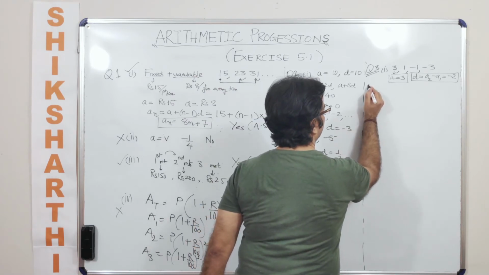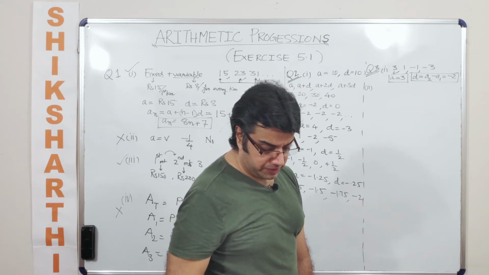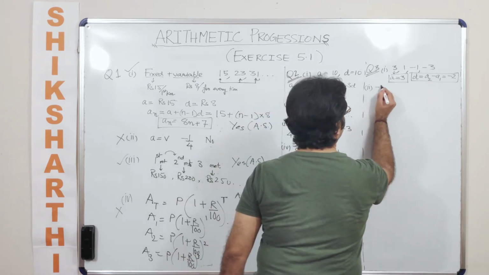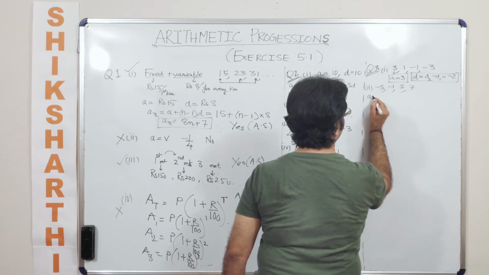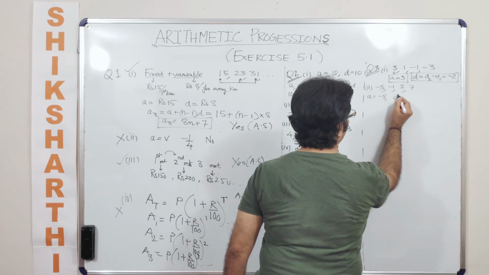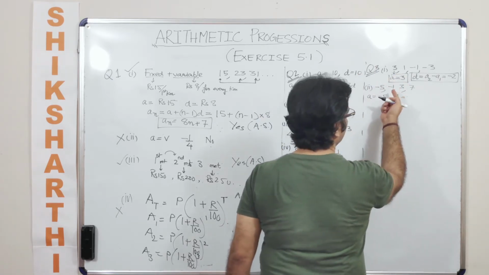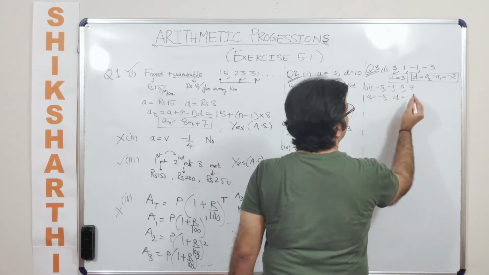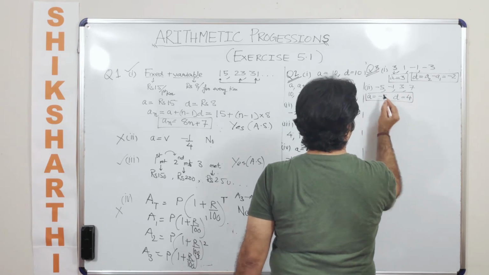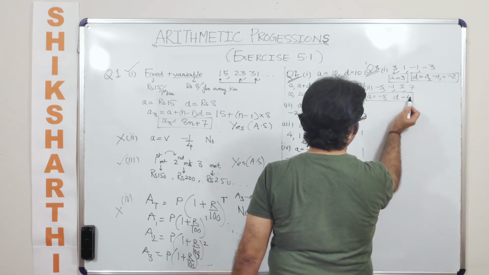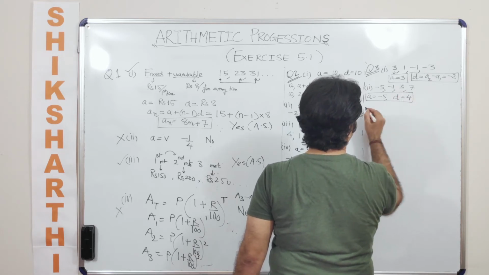In the second subpart, it says -5, -1, 3 and 7. So what is the first term here? -5. And what is the value of d from here? -1 minus of -5. So -1 minus of -5 makes it 5 minus 1, which is 4. And you can check your answer also. So keep on adding 4. So -5 plus 4, -1. -1 plus 4, 3. 3 plus 4, 7.